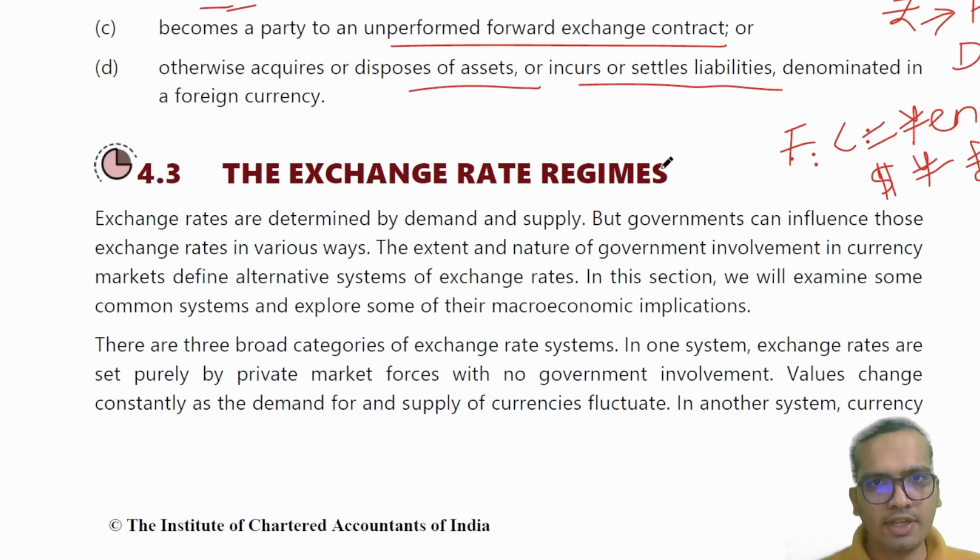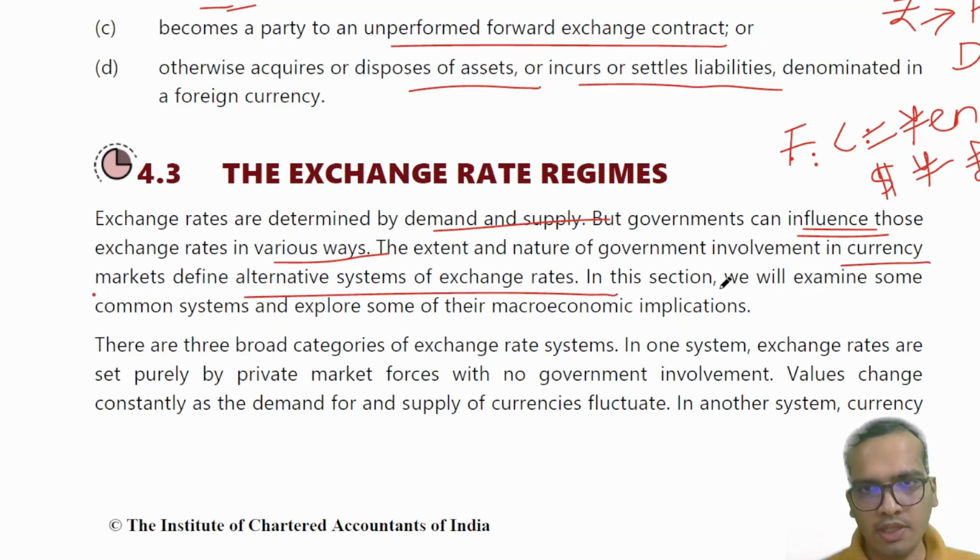Then we have the exchange rate regimes. Exchange rates are determined by demand and supply, but government can influence those exchange rates in various ways. The extent and nature of government involvement in the currency market defines alternate systems of exchange rates. In this section, we will examine some common systems and explore some of the macroeconomic implications.